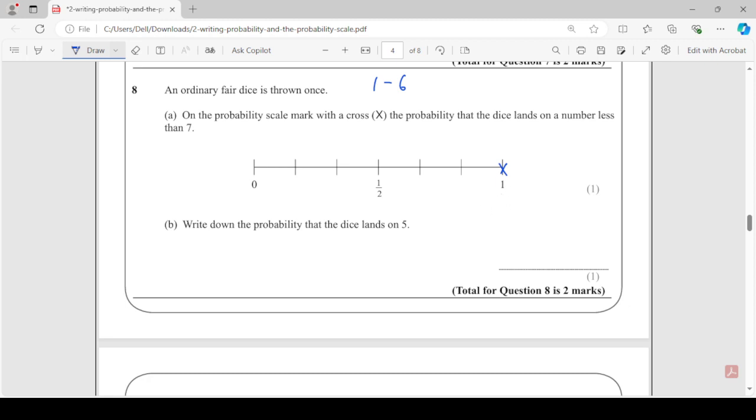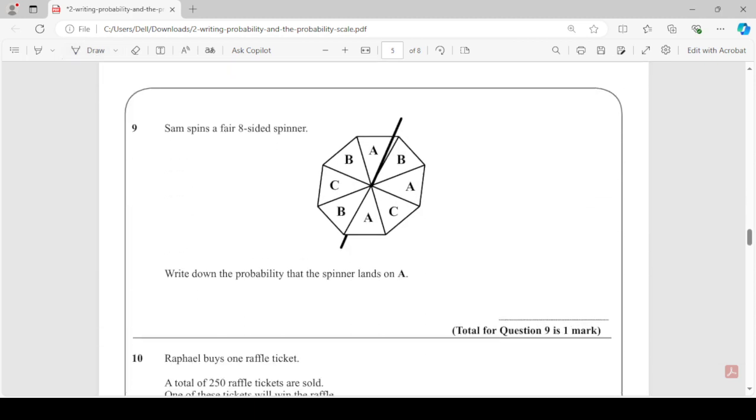Part B. Write down the probability that the dice lands on 5. Only one side has a 5 and total number of sides are 6. So it's 1 over 6. Question 9. Sam spins a fair 8-sided spinner. Write down the probability that the spinner lands on 8. 1, 2, 3. 3 over 8.